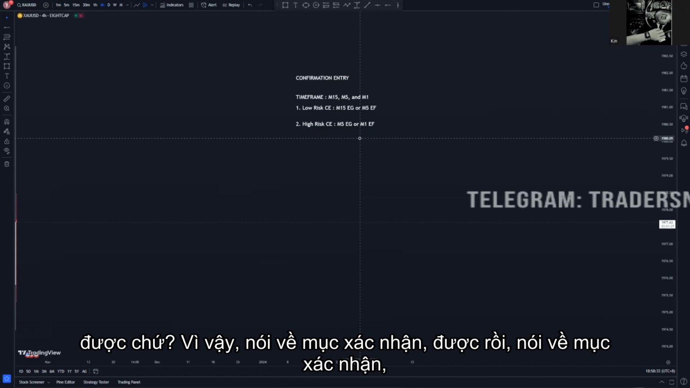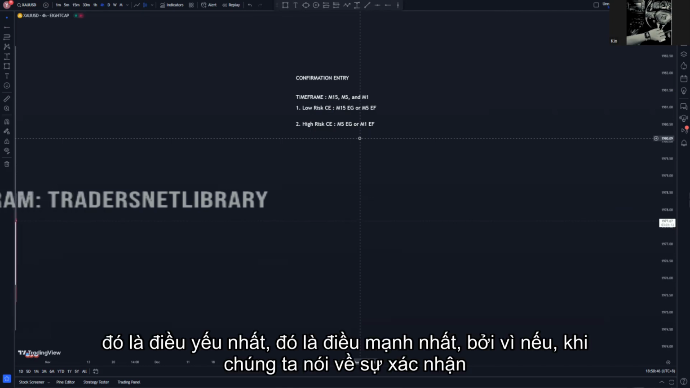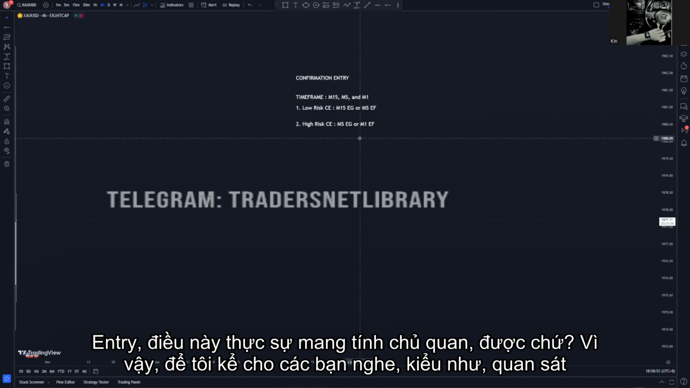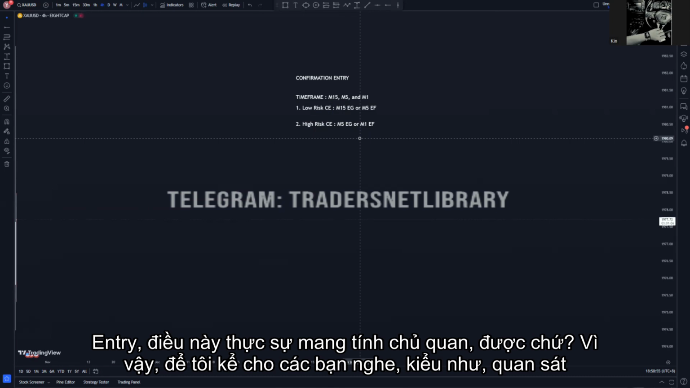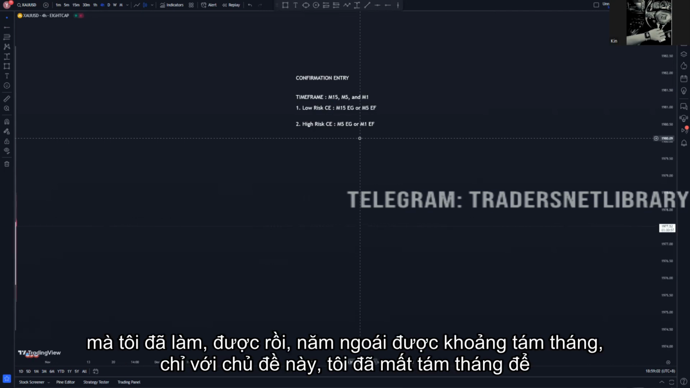All right. Talking about the confirmation entry, I can't even tell which one is the best, which one is the weakest or the strongest, because when we talk about the confirmation entry, this thing is actually subjective. So let me tell you guys about the observation that I did last year for about 8 months.